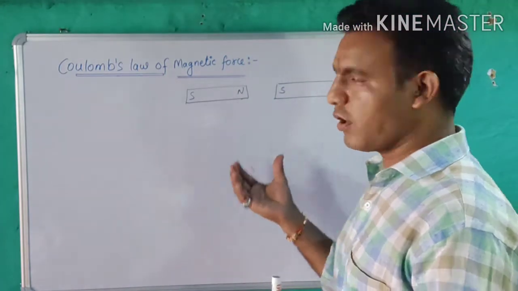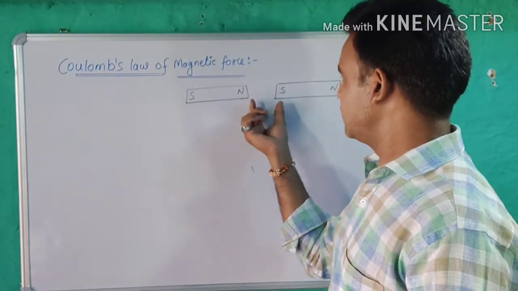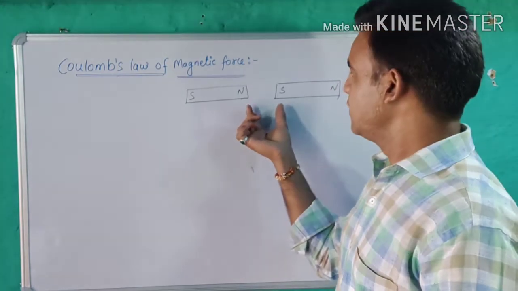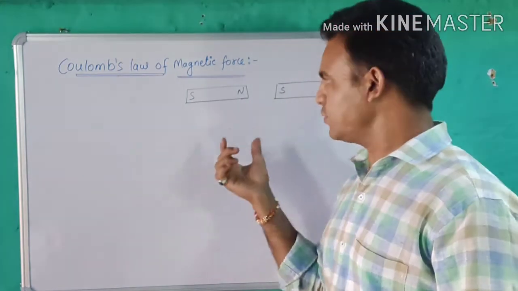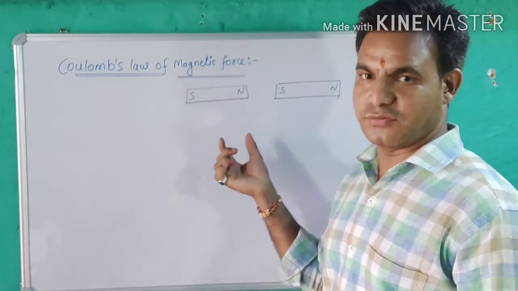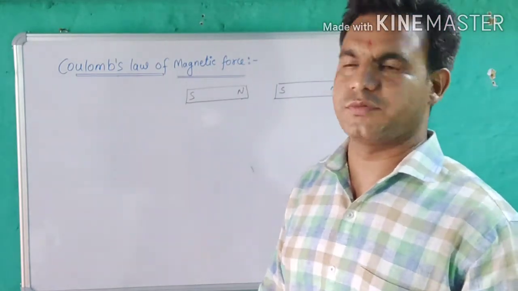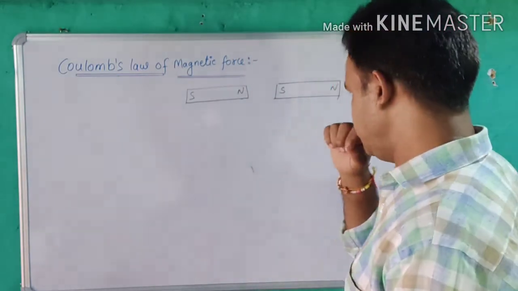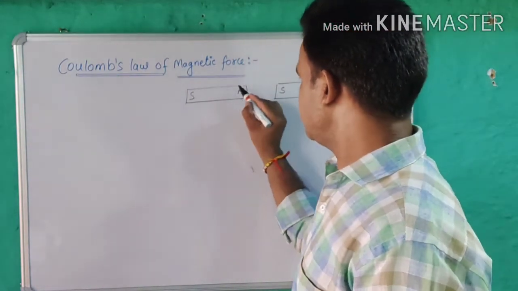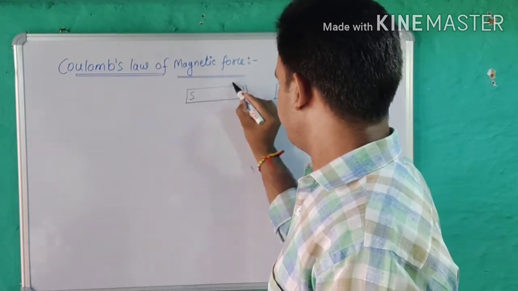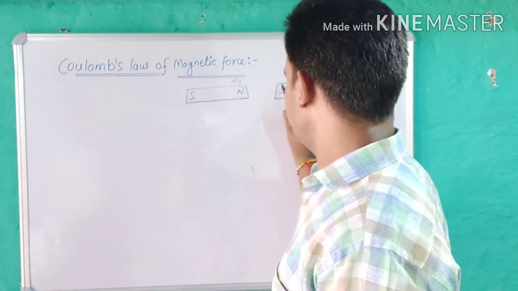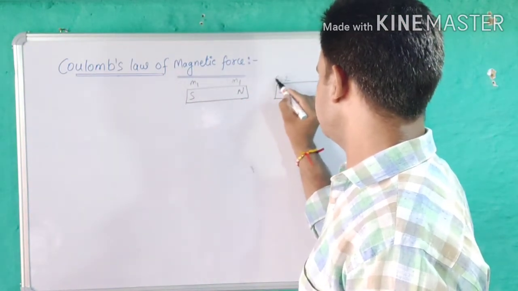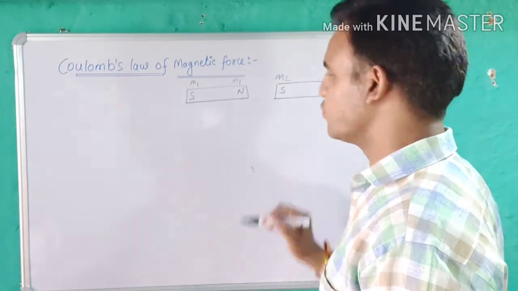Now we talk about the magnetic force exerted on two magnetic poles. In this video, we will talk about this magnetic force, what the magnitude of this force is, and what the nature of this force is, by using Coulomb's law of magnetic force. Let's suppose the pole strength of this magnet is M1, and the pole strength of this magnet is M2.